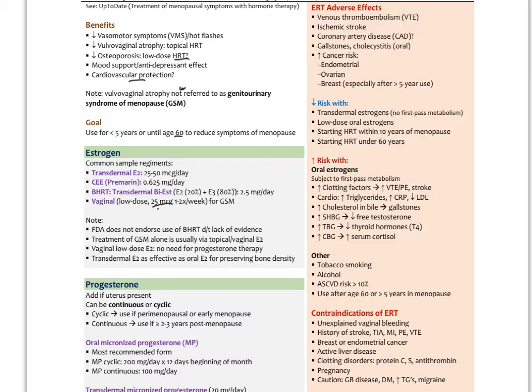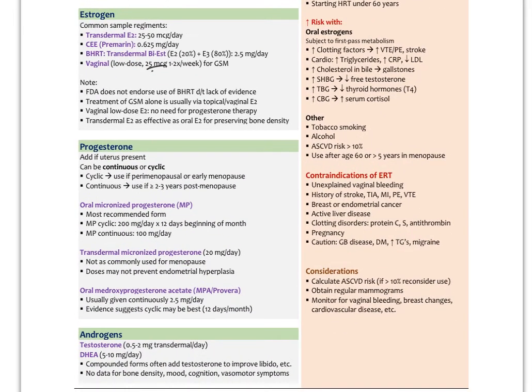The typical progesterone forms, again, could be given continuous or cyclic. We try to give the cyclic use in early menopause, and then continuous 2 to 3 years post-menopause. And that would be primarily the oral micronized progesterone. That would be, again, cyclic 200 milligrams a day times 12 days beginning at the month, and then continuous would be 100 milligrams a day. There is a transdermal micronized progesterone, which is typically 20 milligrams a day.